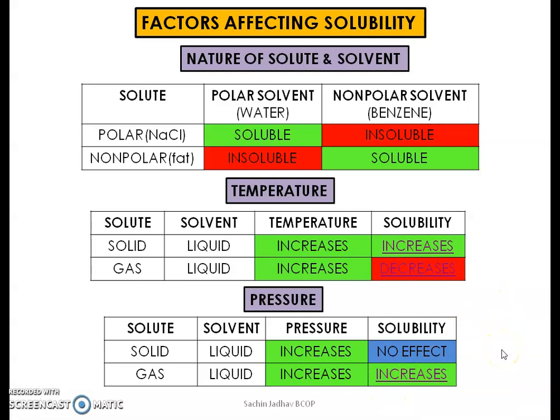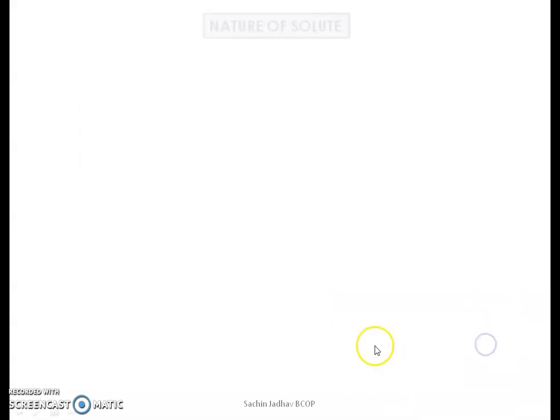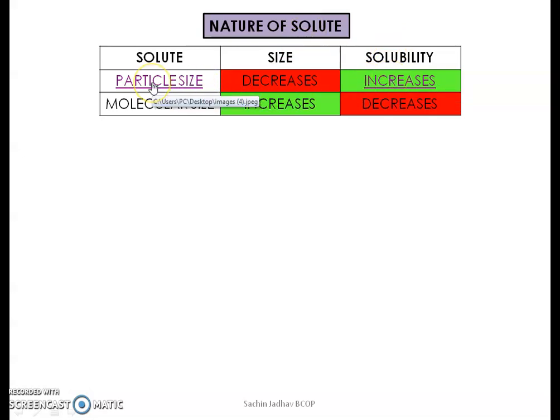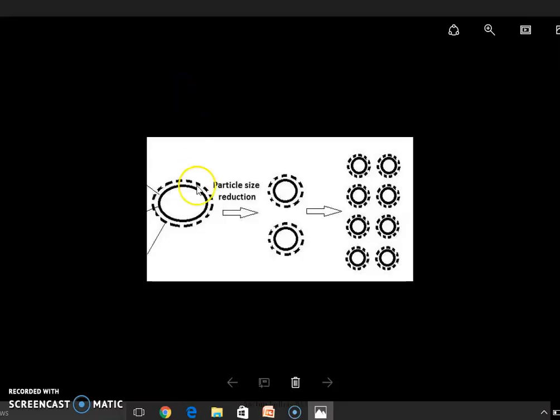Now we will discuss the next factor, that is nature of solute. Depending on what type of solute is there, solubility can change. In that, two factors are important. First is particle size. If the particle size of a solute decreases, then the solubility increases. We will see how with the image. If this is the particle of a solute, there are solvent molecules surrounding it. You know, solute and solvent interaction is necessary for forming a solution.